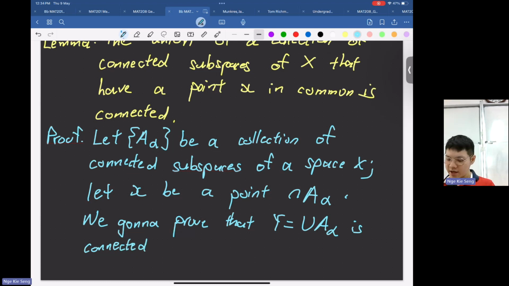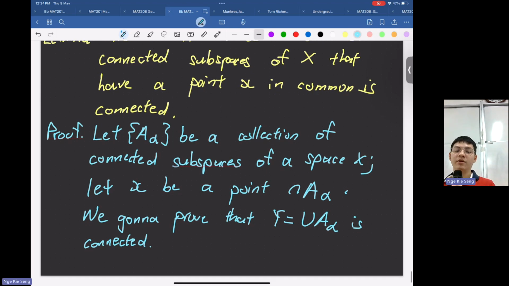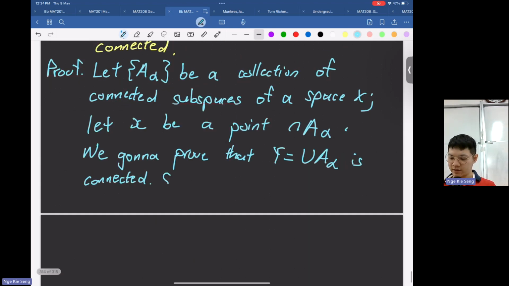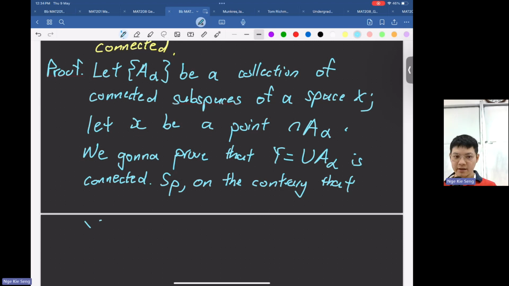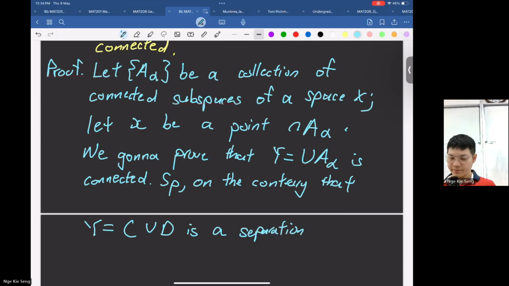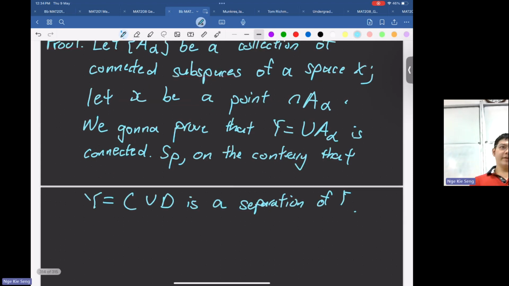So we do the same strategy. Suppose it is not connected first. So suppose, on the contrary, that Y is split into C union D, a separation of Y. What can we play around with here? Try and follow this proof. This is a very animated proof for connectedness.